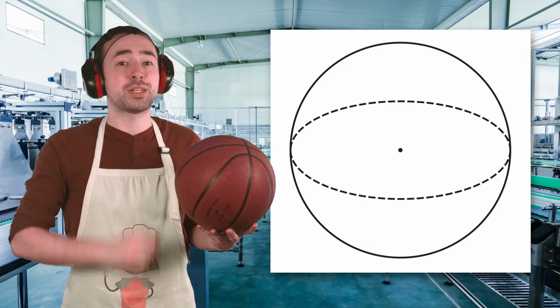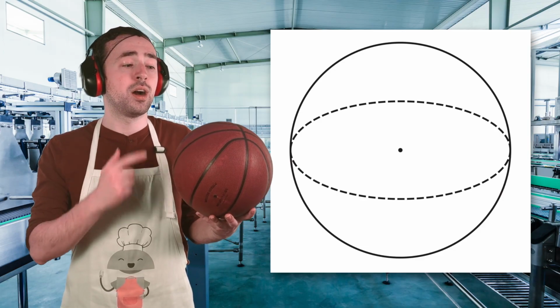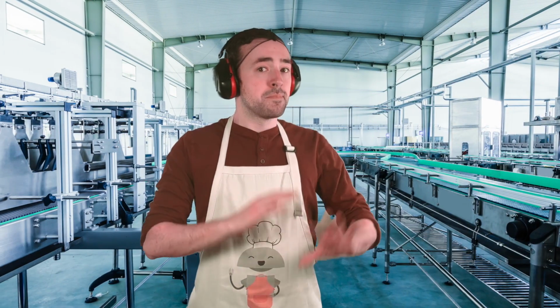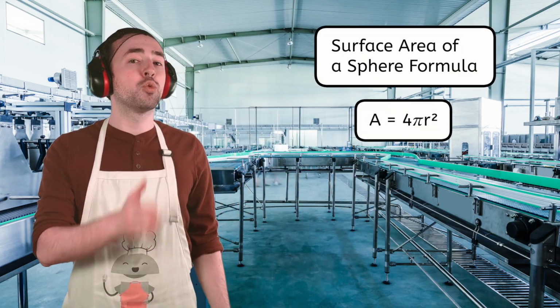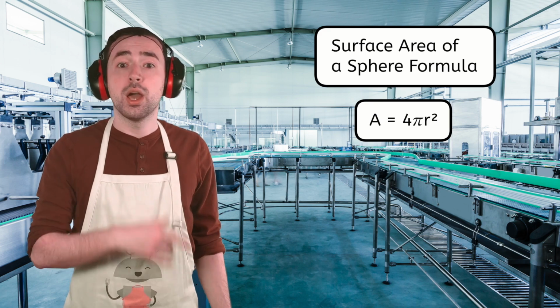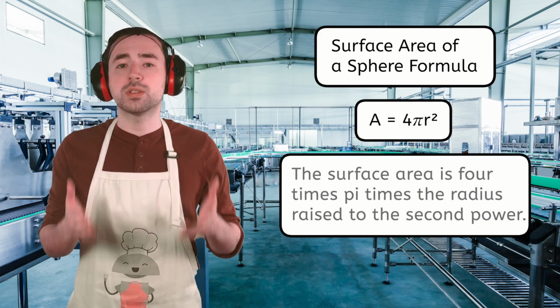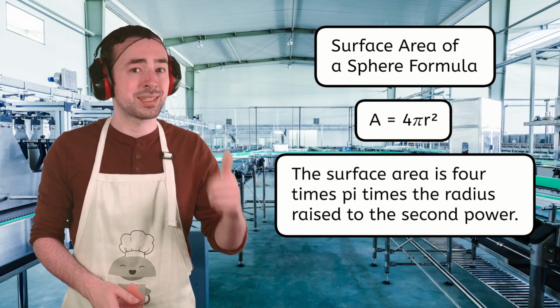That means mathematicians had to use a different method to figure out the formula for the surface area of a sphere. Curious what that is? After the video, check out the bonus activity called Formula Discovery to learn more. Anyway, these brilliant mathematicians did figure out the formula for the surface area of a sphere. It's A equals 4 pi r squared, where r is the radius of the sphere. Said in words, the surface area is 4 times pi times the radius raised to the second power.